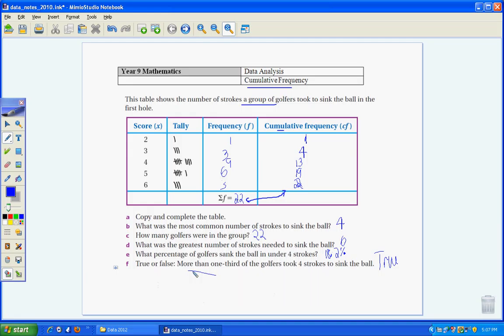And then true or false, more than 1/3 of the golfers took 4 strokes to sink the ball. So if they took 4 strokes, they had 9, and 9 out of 22 is more than 1/3. So the answer to that one would be true.